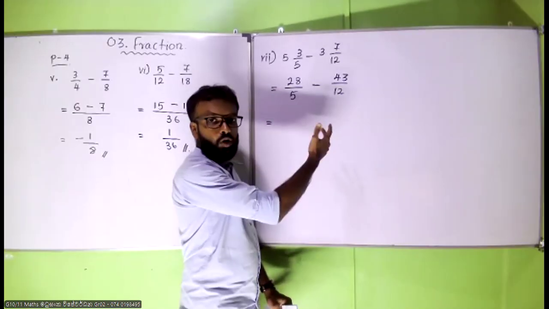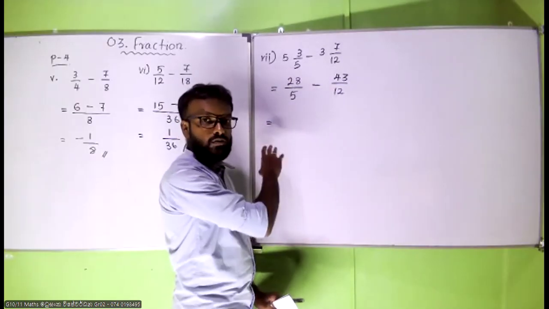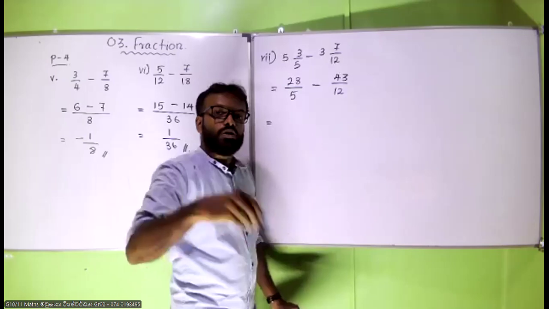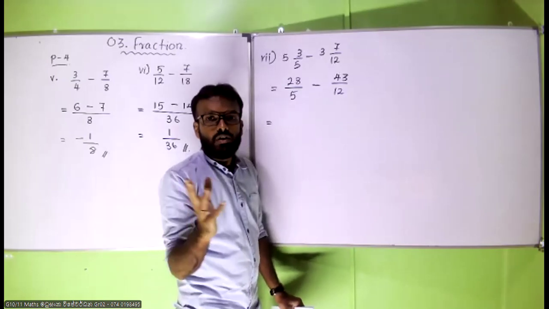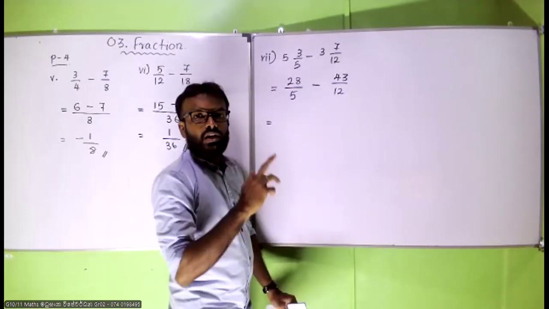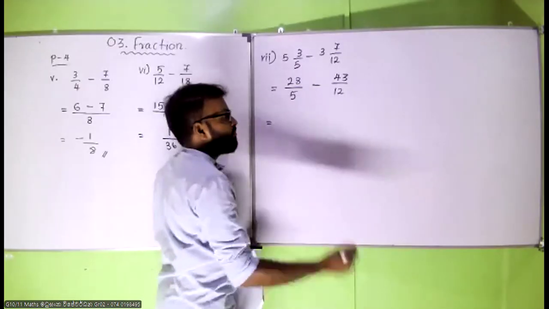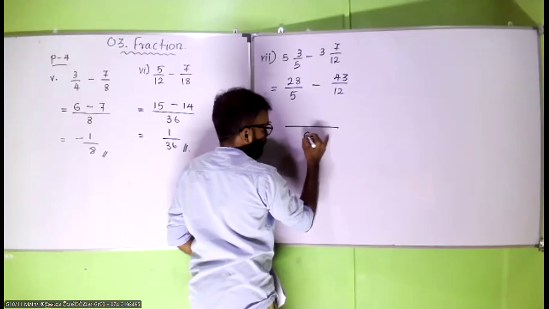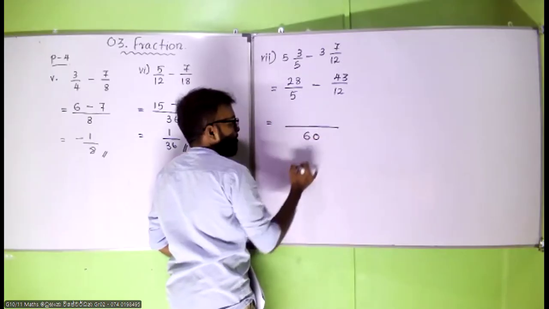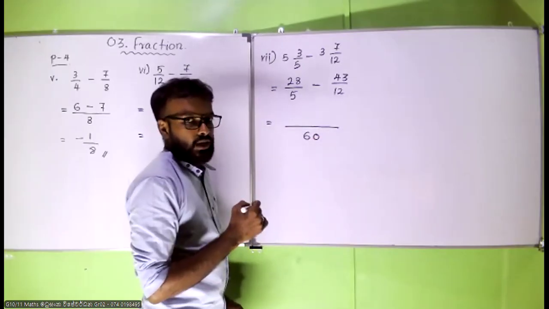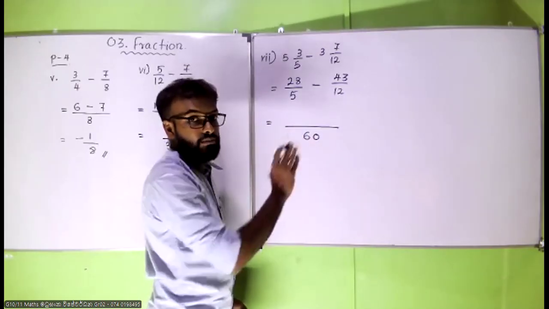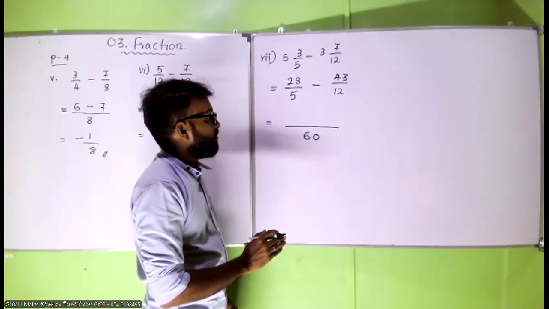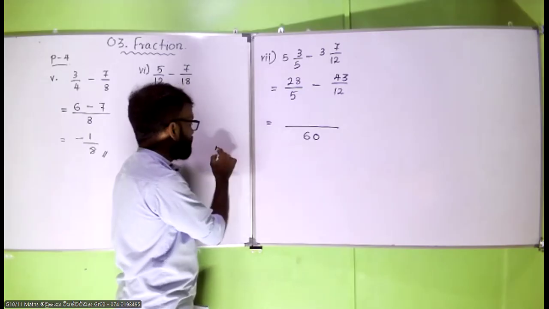5 is not a multiple of 12. 12 is not a multiple of 5. So 5 and 12 do not have any common factors. So multiply these together and you get the LCM. 5 times 12, 60. Right? No need to waste your time finding the LCM by dividing these two numbers.